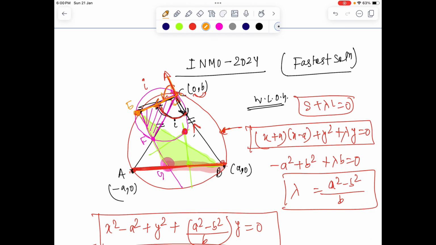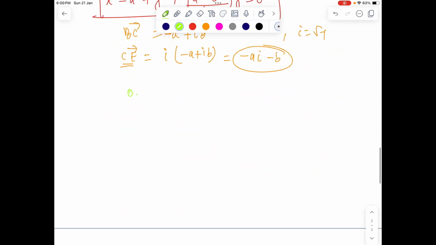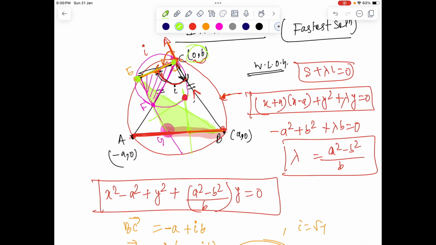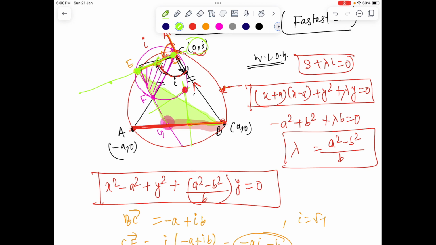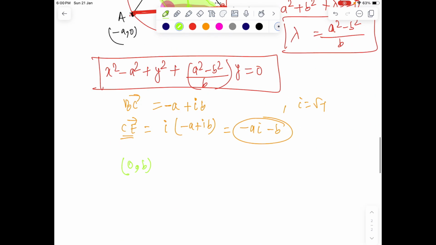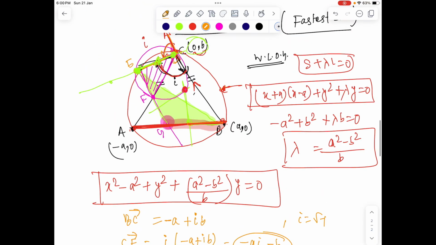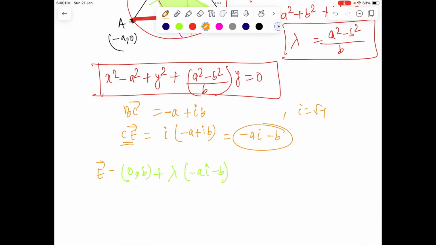Now clearly C is showing a direction, right? So what about point E? Point E is nothing but, from (0, b), we have to move some distance along this direction to get to point E. So basically any point along this line containing C and E can be written in parametric form: a point plus some variable parameter times the direction. So (0, b) plus, let's say, lambda times the direction minus a i minus b.